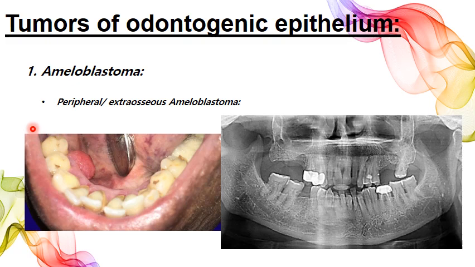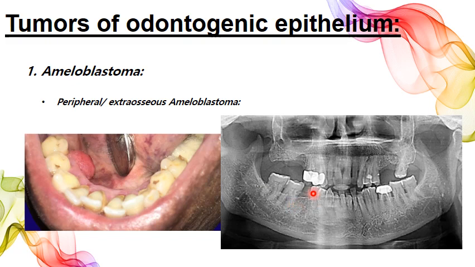As we progress in the discussion of tumors, we will see the most affected part is the posterior region of the mandible. Most of the odontogenic tumors occur in the posterior region of the mandible. Clinically, the lesion will appear as a non-ulcerated exophytic mass or exophytic gingival lesion, approximately less than 1.5 centimeters in size.